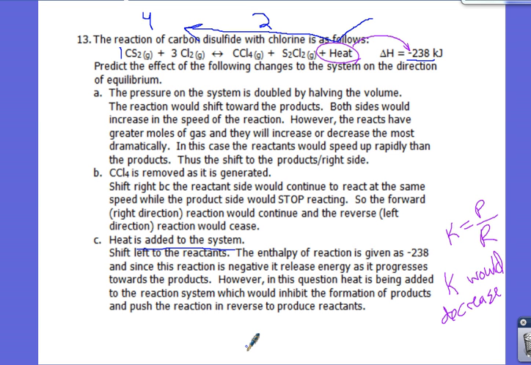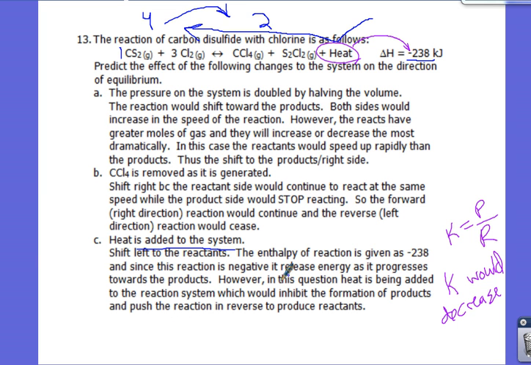And when we say shift left or shift right, if we say shift left, we mean the reactants are going to increase in mass and in molarity. If it's shifting left, we mean the products are going to decrease in mass and molarity. And then the opposite's true. If it shifts to the right, we mean that the products are going to increase in mass and molarity, and the reactants would decrease in mass and molarity.